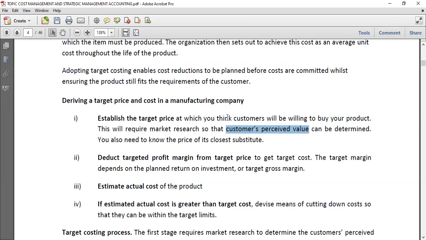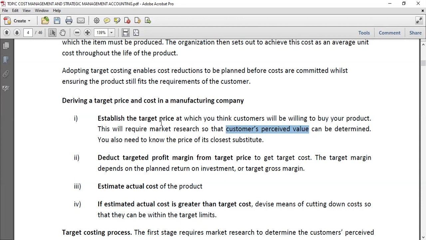And then also looking at the perspective of the closest substitute. If the customer does not use such a product, what can they exactly use, and how much would that product basically cost them? And then the other step is to deduct the targeted profit margin, like we said. After we've established this, we deduct the targeted profit margin.